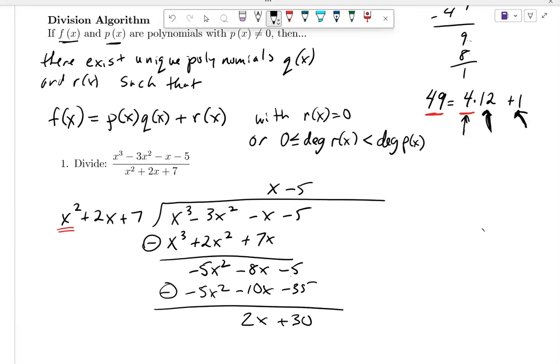Are we done? So what's the degree here? 2. What's the degree here? 1. Is 1 smaller than 2? Yes. So we're done. Yeah. We're done. Cool. All right.